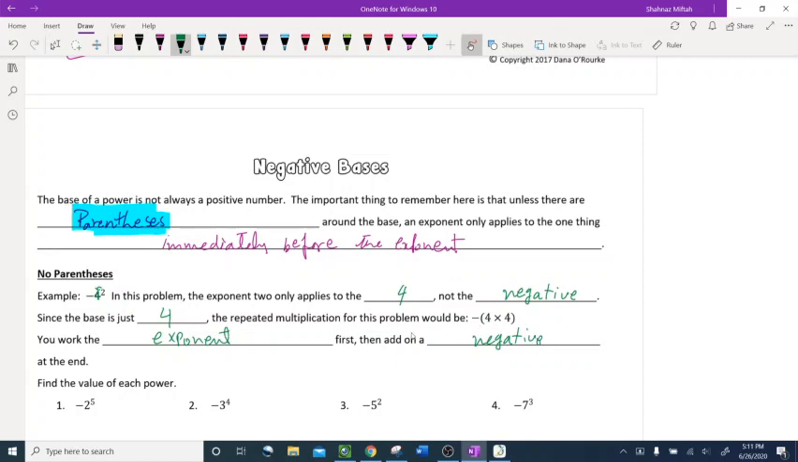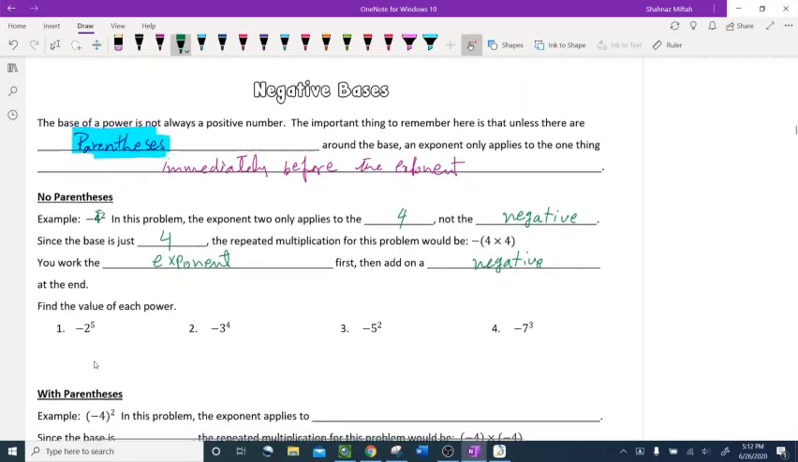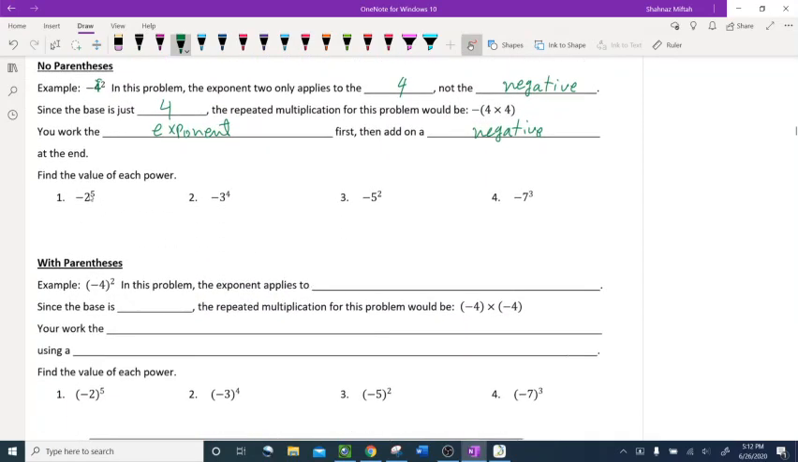Like I'm leaving it alone. I multiplied 4 twice, and I'm leaving this outside. Okay, now let's look at this. This 5 only applies on 2, not on negative. So I'm keeping negative outside.